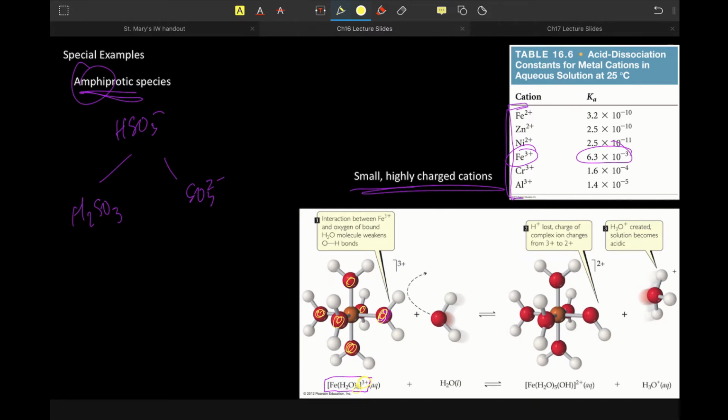But what happens is that when that positive iron interacts with these partial negative oxygens, electron density is pulled away from the hydrogen. As electron density is pulled away from this hydrogen, it is more easily abstracted by the lone pairs on a neighboring water molecule, which means that we then form this ion in solution. So that's always something to look out for.